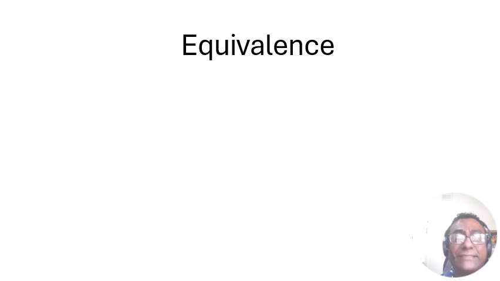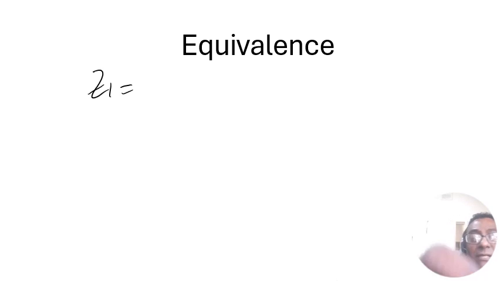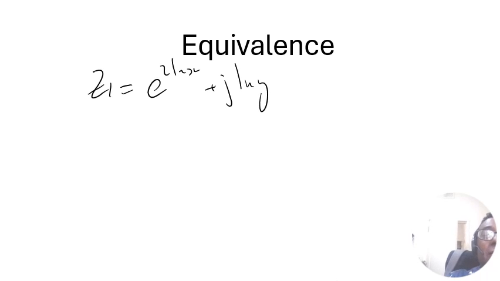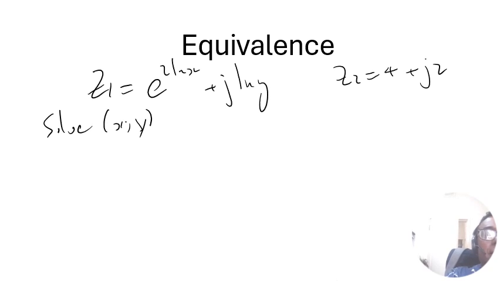Okay, so I just made this up. So let's just see whether it works out. I don't know. I'm just going to put this out there and see whether we can calculate this. So I created a question. z1 is equal to, I just wrote this out here, e to the 2 ln x plus j ln y, and then I had z2. Keep it very simple, so I put a 4 plus j2 there, and we want to solve for x and y.